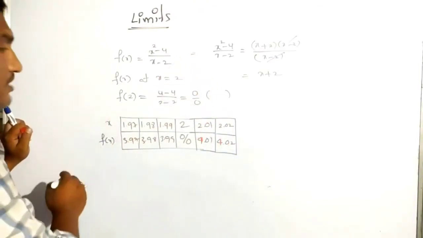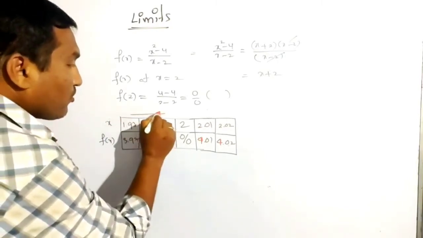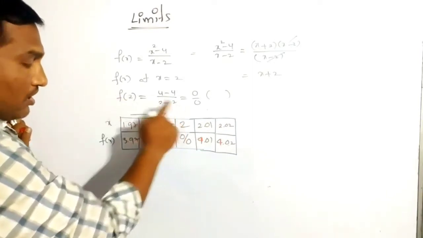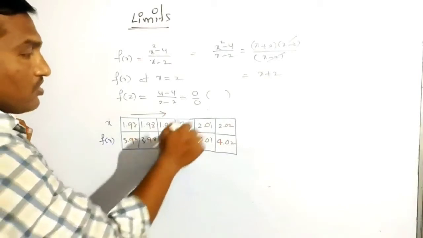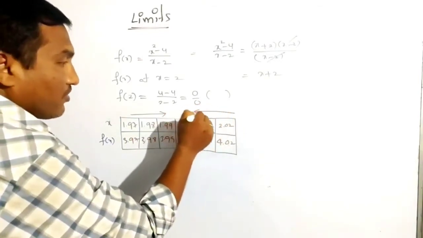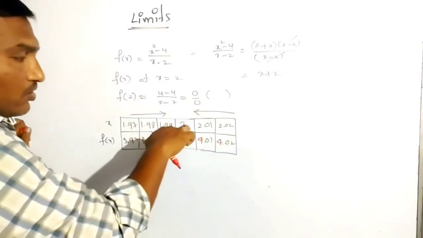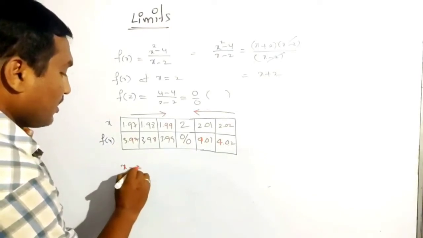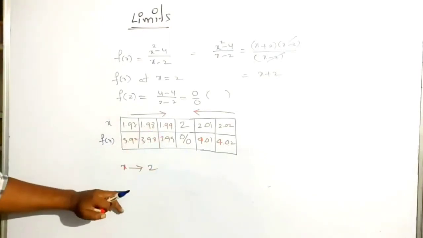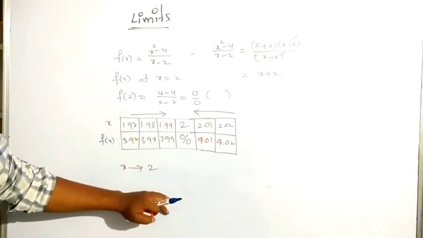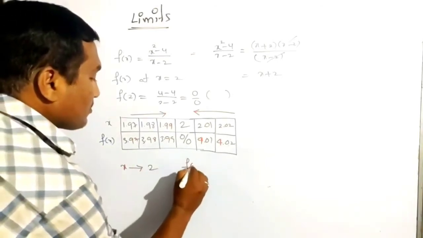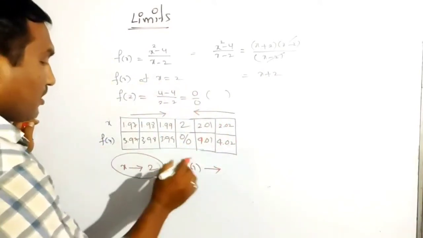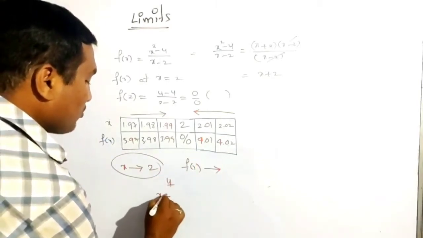Now here x is approaching 2 from this side. When x is tending to 2, f of x becomes 0 by 0 at exactly 2. But x tending to 2 means it is reaching 2 but not becoming 2. Then f of x is reaching some value. This is called the limit, and we write it as limit x tending to 2.